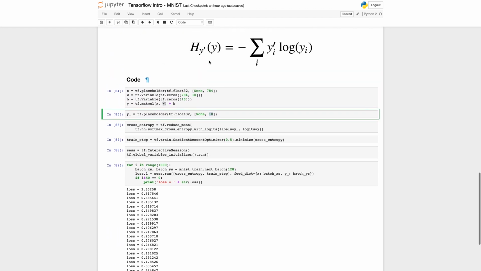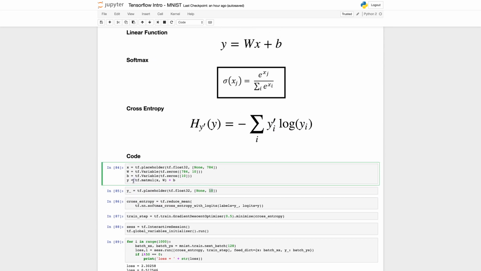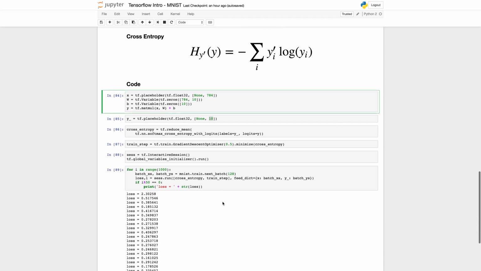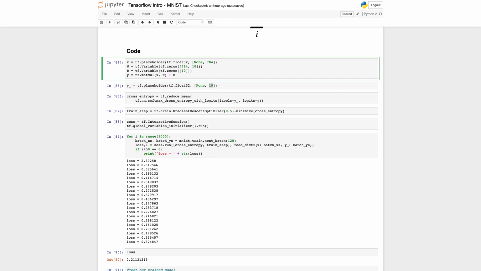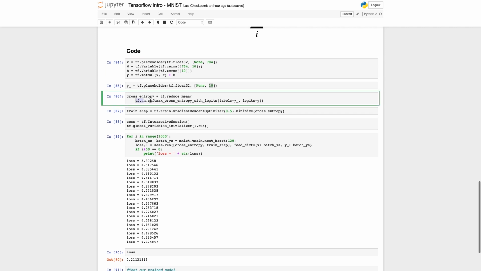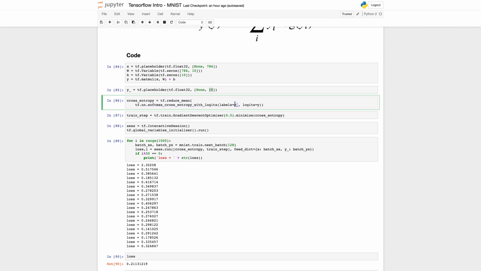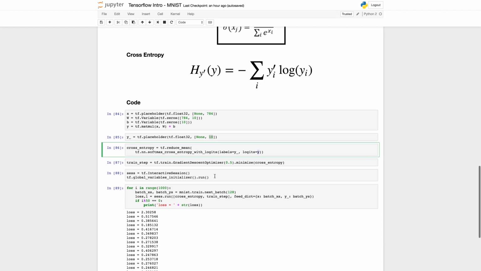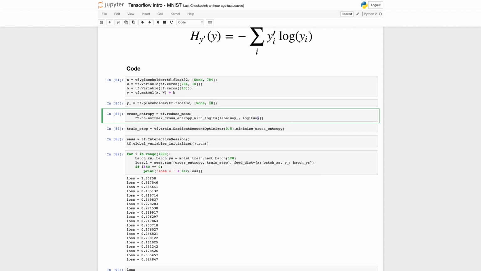Now, once we have written out our linear function, we need to apply the softmax function to it, and we need to use cross entropy to calculate the cost. So here we apply tf.nn.softmax_cross_entropy_with_logits. What that function will do for us is apply the softmax function to our linear function. Here the y underscore is given as labels, that's our ground truths. The logits are going to be our predictions. This function will take care of applying softmax, applying the cross entropy to calculate the cost, and return that to us as cross_entropy here.